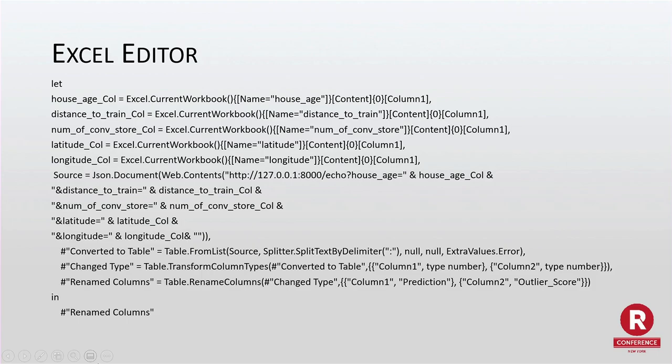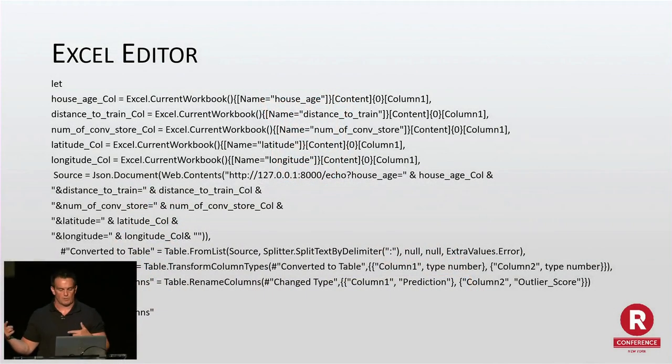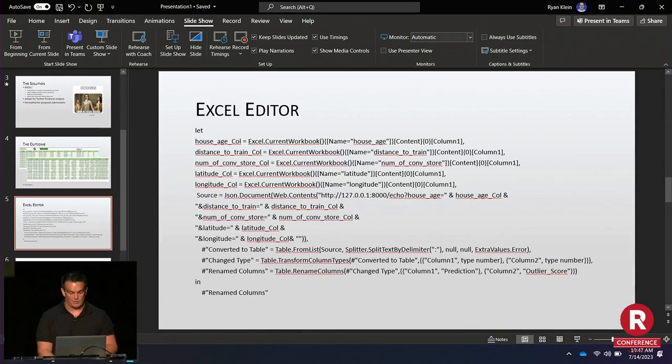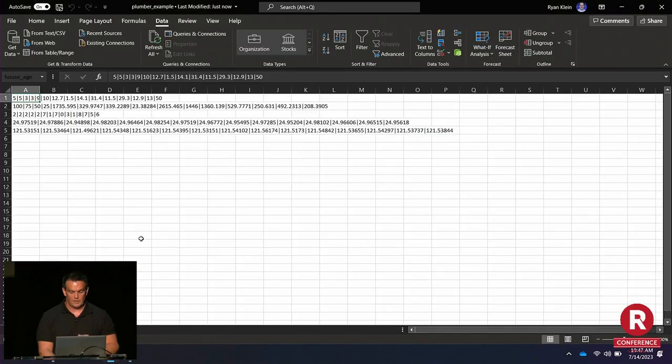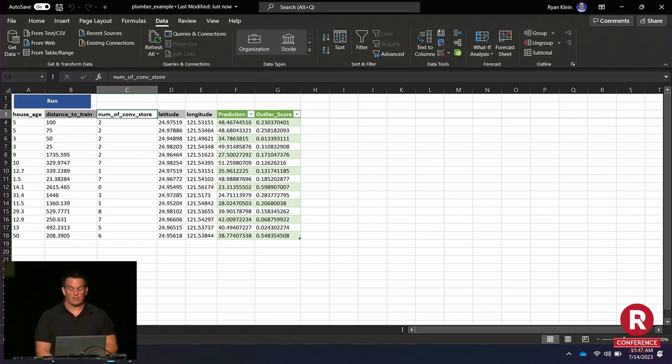So when it comes back, again, it's a single field. In my case, it has 14 colons in it. These other steps down here just split them out, make sure the data type's correct, it renames things, and spits it out into Excel. So that is the magic of using an API with R with Excel.